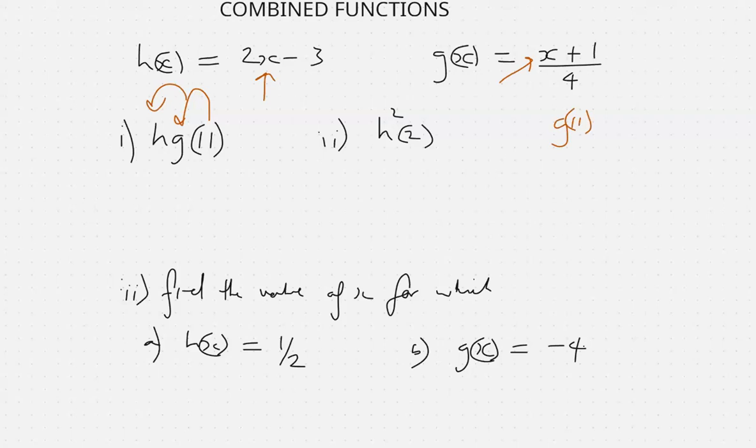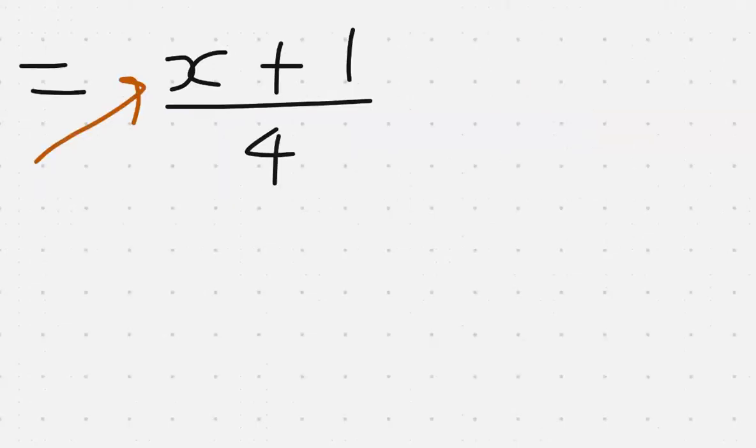So what this means now, ladies and gentlemen, is that you're going to work out g of 11 first. So g of 11 is going to work out nicely to be 11 plus 1 over 4. Sir, where do you get 11 plus 1? Look here, people. Right there. I put the 11 right here, so we get 11 plus 1. And that works out to be what? 12.